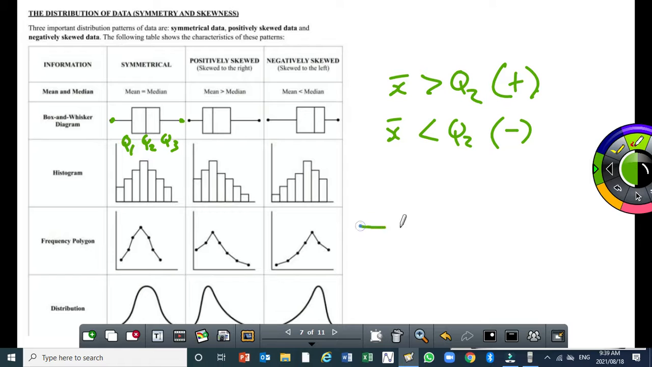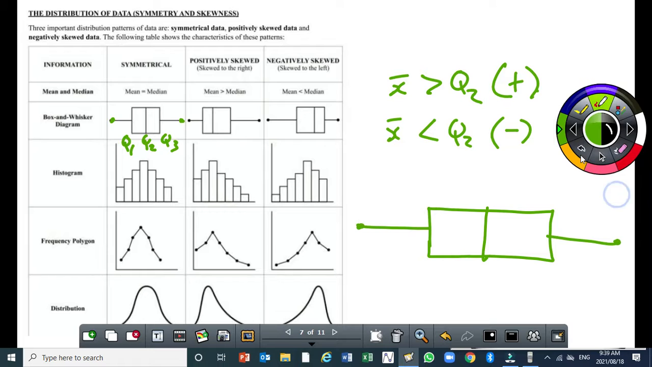But when you draw a box and whisker, can I have your attention? Hey, can I have your attention?